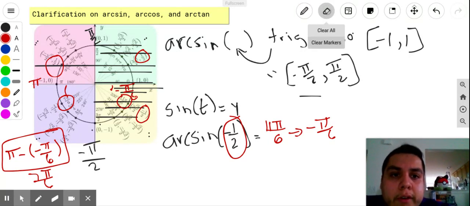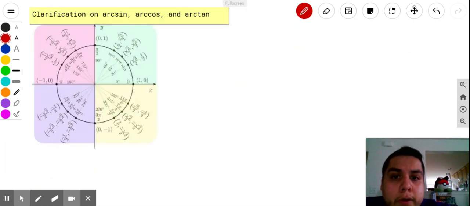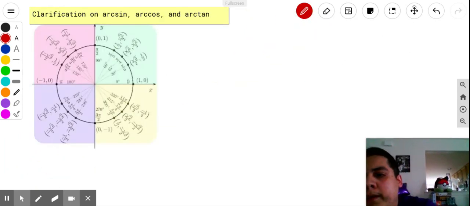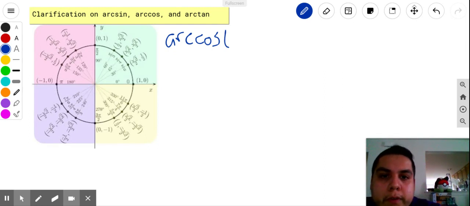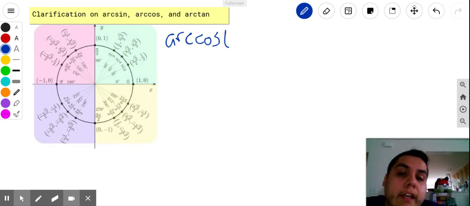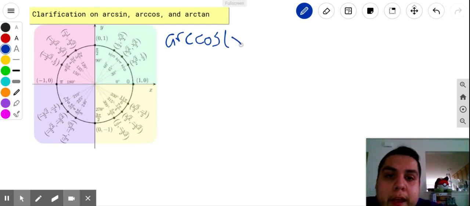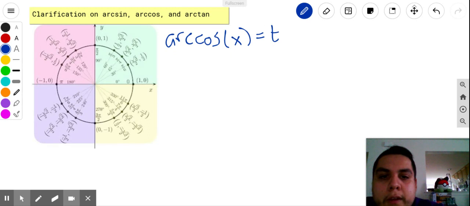Now let's talk about arccosine and the rule that we would use for arccosine. So arccosine of a value, this one, inside the cosine we would put in x in order to spit out the t. And x is the trig ratio.